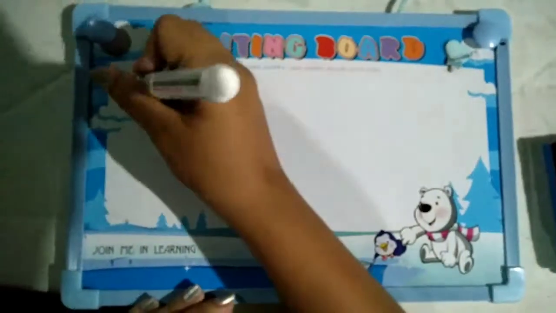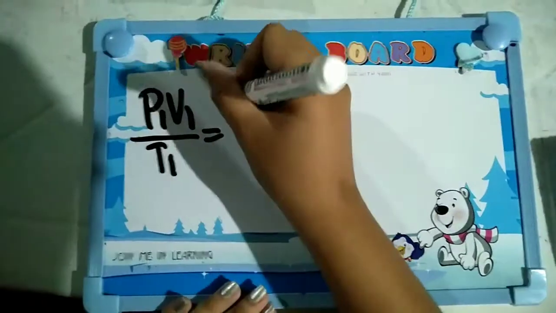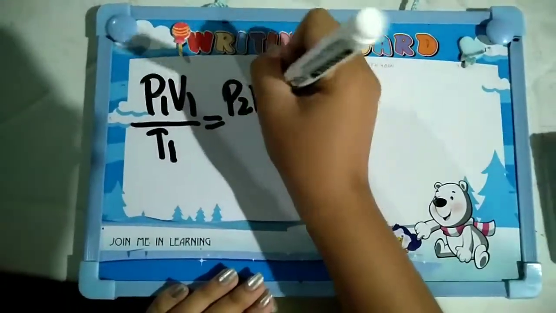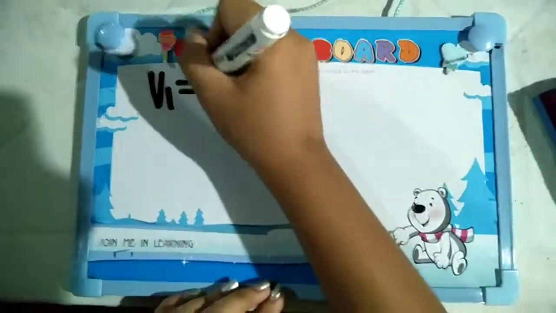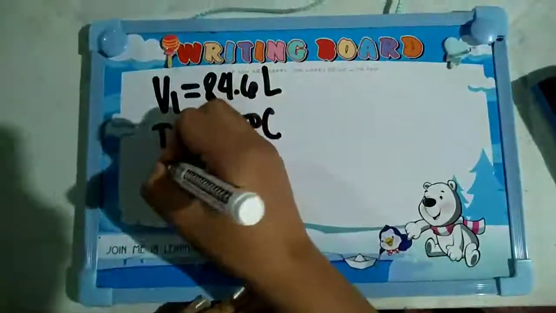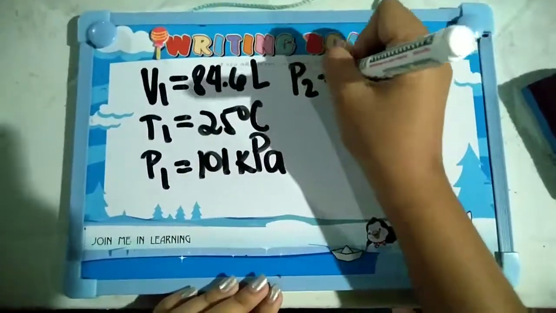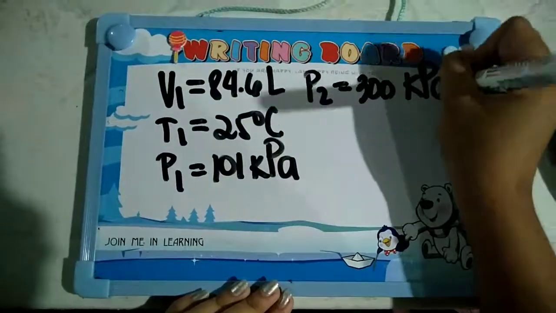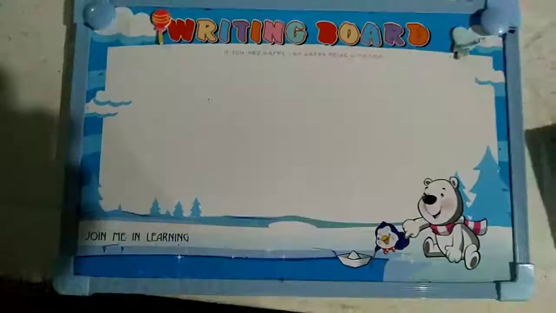Since this law is a combination of all the gas laws, the formula of this law is V1 times P1 over T1 equals V2 times P2 over T2. The given are V1 is equal to 84.6 liters, T1 is equal to 25 degrees Celsius, P1 is equal to 101 kilopascal, P2 is equal to 30 kilopascal, and T2 is equal to negative 45 degrees Celsius.